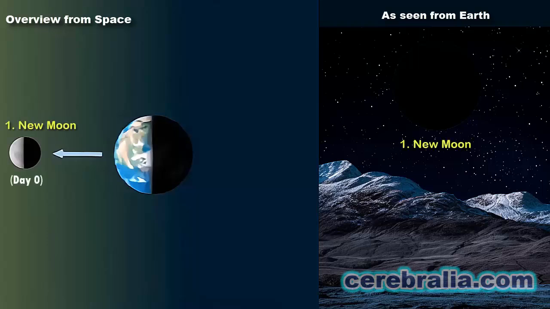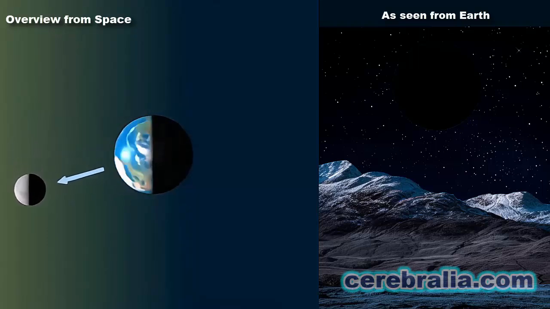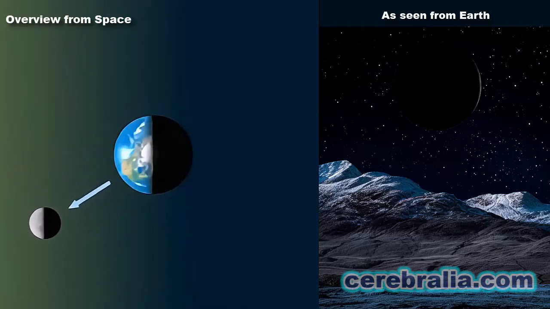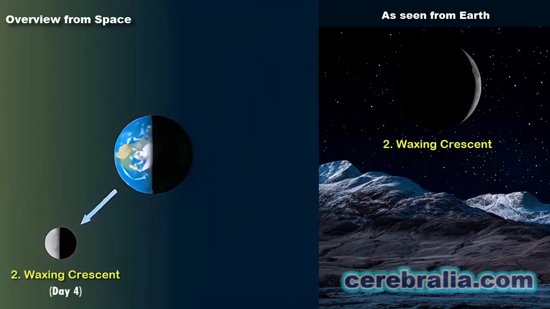When the Moon is positioned between the Earth and the Sun, we face the dark side, so we cannot see the Moon at all. This is called the new Moon. As the Moon moves around Earth, we begin to see a sliver of the Moon getting sunlight. By day 4, this is called the waxing crescent.